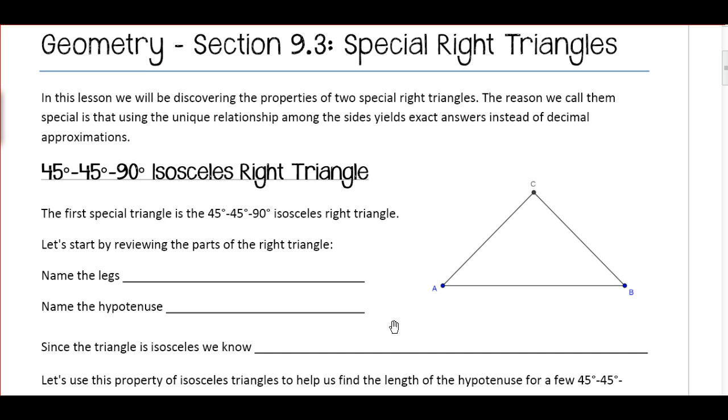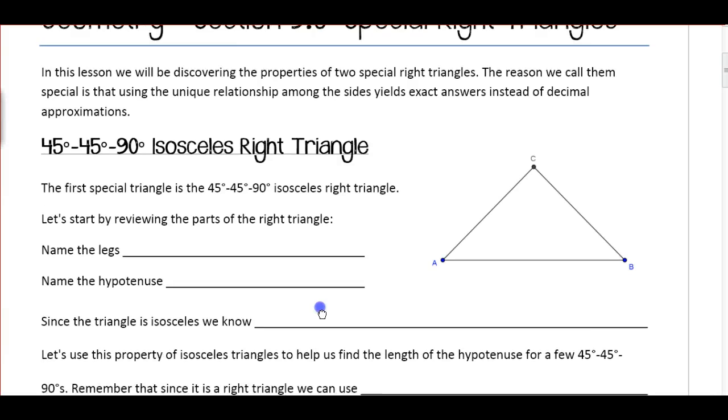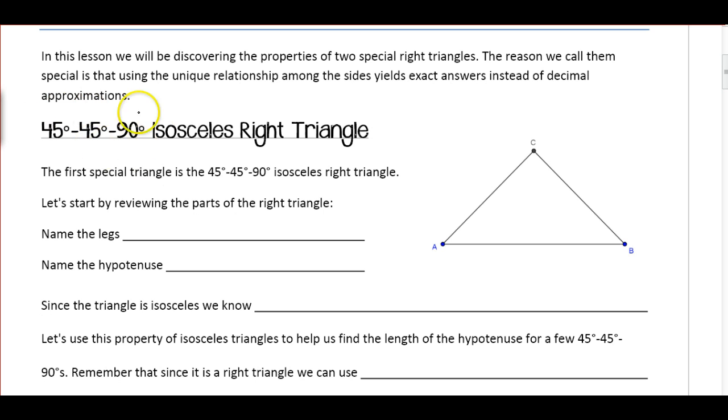So the first one that we're going to talk about is the 45-45-90 isosceles right triangle. Its name comes from the fact that we have a right triangle and it's isosceles, which would make each of these angles 45 degrees. So 45, 45, 90. Although we know how to solve right triangles already, a lot of times we're dealing with decimal answers and we want to deal with exact answers instead.